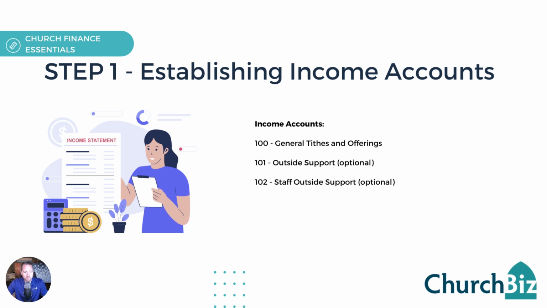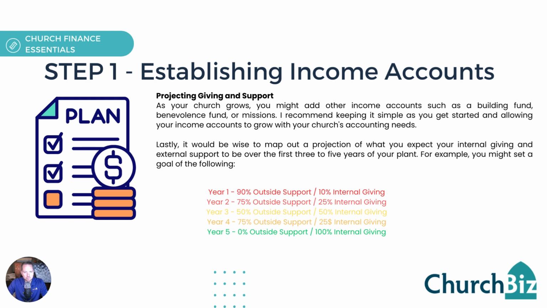These are just three examples that you can use. You could make more, you could make it more complicated, but I would recommend simplifying it in the beginning and having at least two of these accounts, at least the general tithes and offerings and outside support. And if nothing else, just general tithes and offerings so you know what the income and giving is for your church.